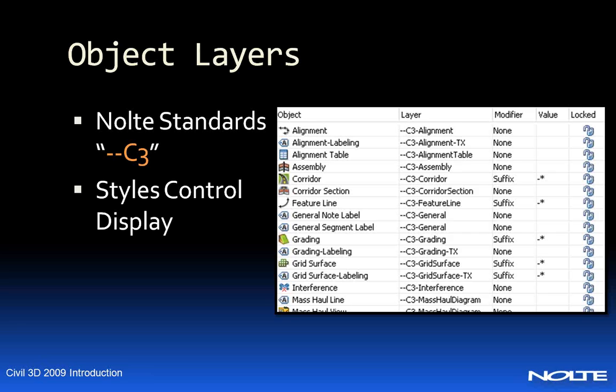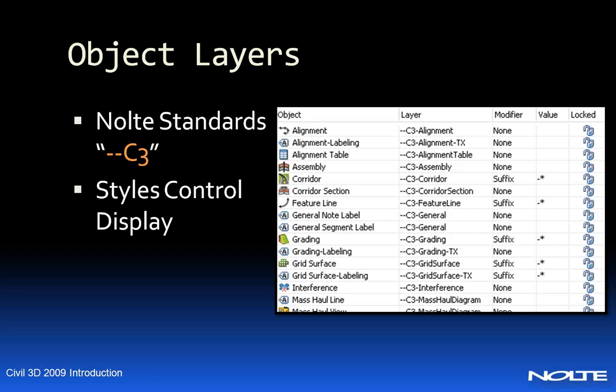So you can see in the example here, alignments are going to be on the C3-alignment layer. Corridors are going to be on the corridor layer, but then you also see I've applied a suffix here, and that will actually create a unique layer for each corridor model. We've done that for corridors, we've done it for feature lines, and for surfaces. And the reason we did this, we find it's nice when working in a real complex drawing, is to be able to actually freeze objects that you're not currently using, and it makes it a little bit easier to work with. So if I don't need to see a surface, I can freeze that object layer as opposed to applying different styles to it. So it just gives you some other alternatives to manage the display of your data.